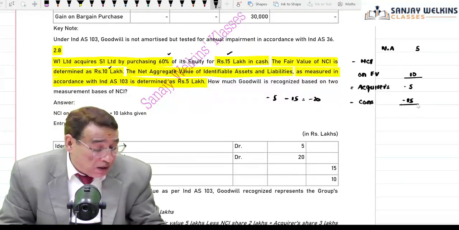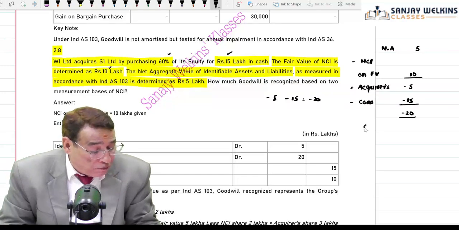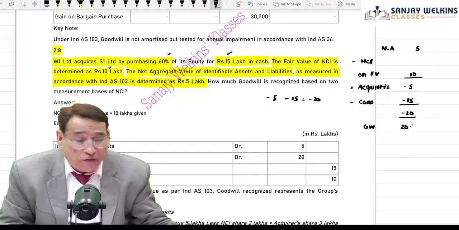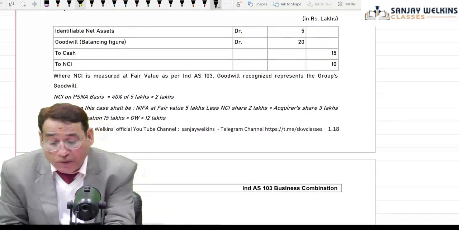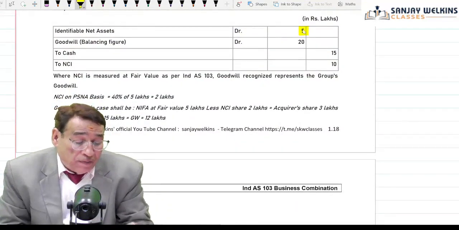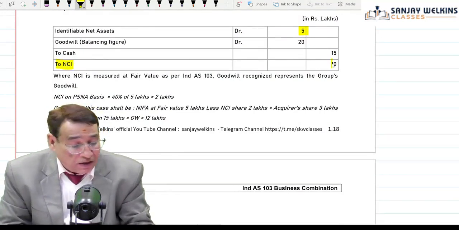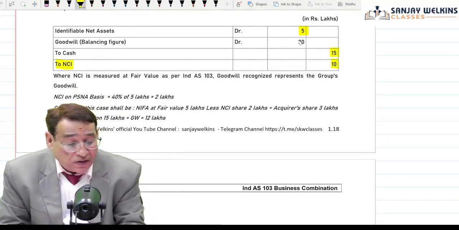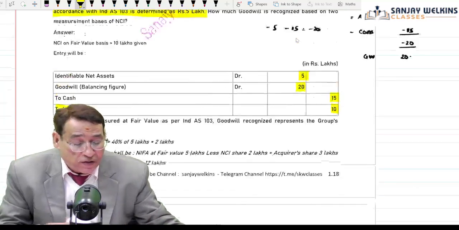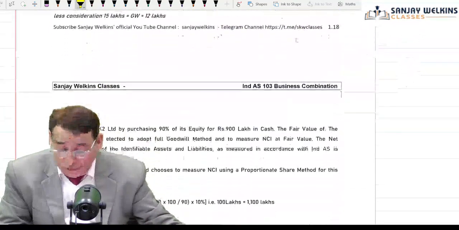So this minus 20 is nothing but goodwill. That means goodwill is equal to 20 lakhs. So in this case, there will be goodwill of 20 lakhs. And this is how you are going to pass the entry. Net assets 5 lakh. Then you write less NCI, then write less consideration, and the difference will be equal to goodwill. You can straightaway compute the amount of goodwill.